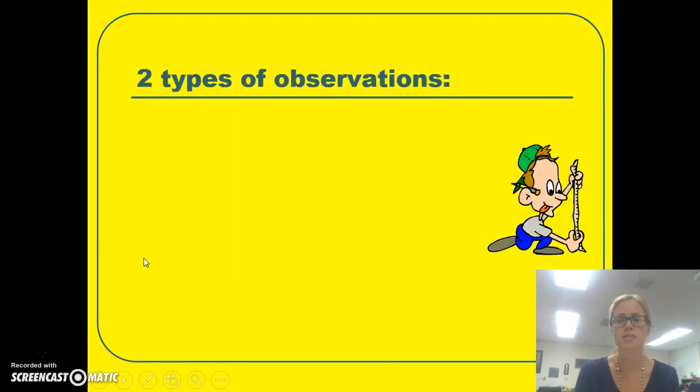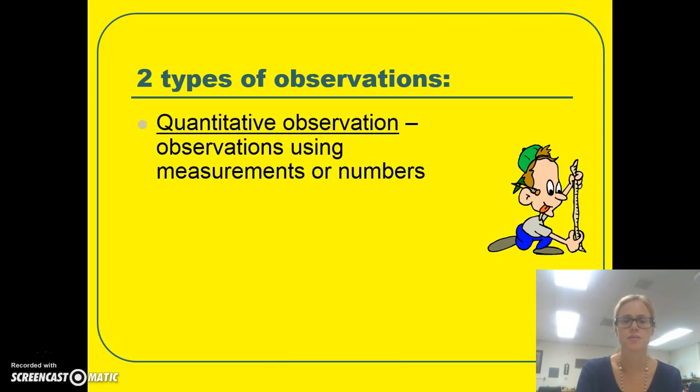There are two types of observations that scientists make. The first type of observation is a quantitative observation. Quantitative has to do with quantity. A quantity is a number. So these are observations that use measurements or numbers. For instance, I could say, I see 2 fish. It's a quantitative observation because I'm counting 1, 2 fish.